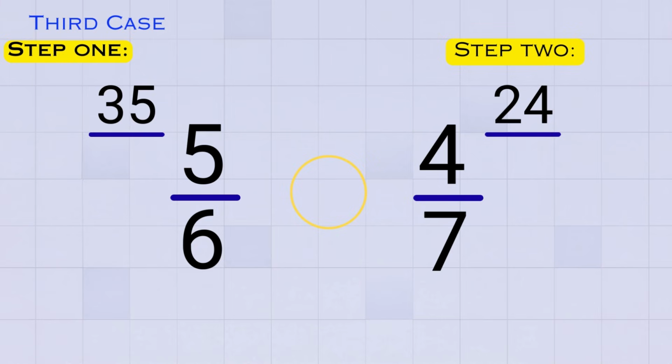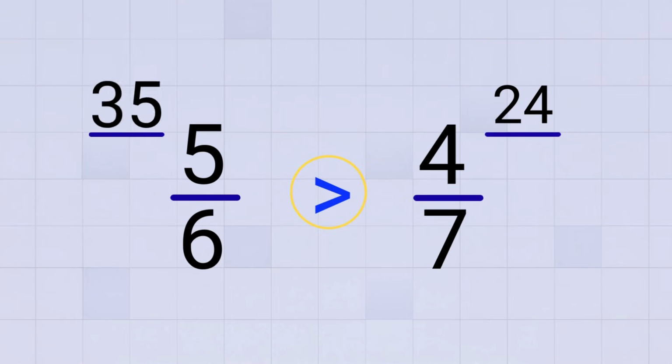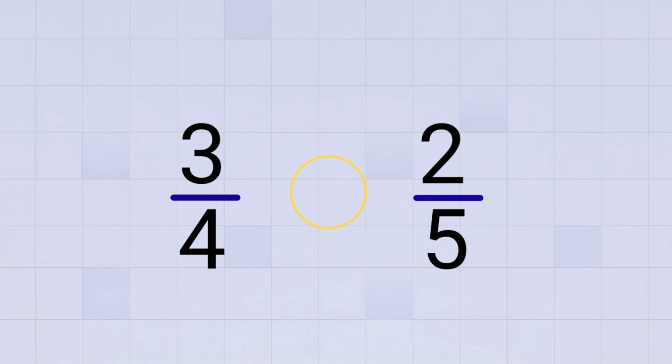What do you see? Yes, 35 is greater than 24. Therefore, 5 over 6 is greater than 4 over 7. Let's look at another example. 3 over 4 and 2 over 5.